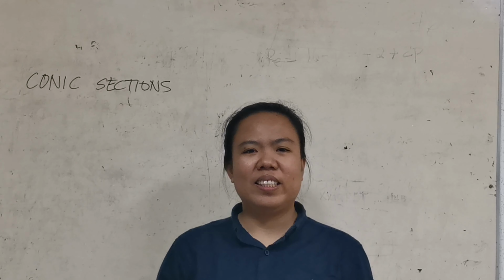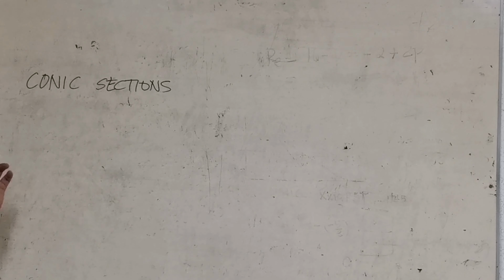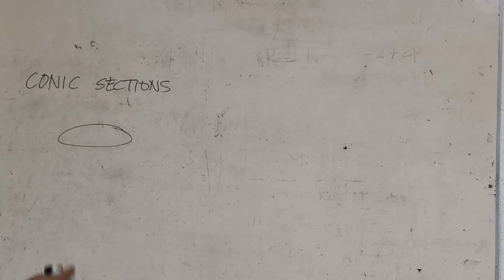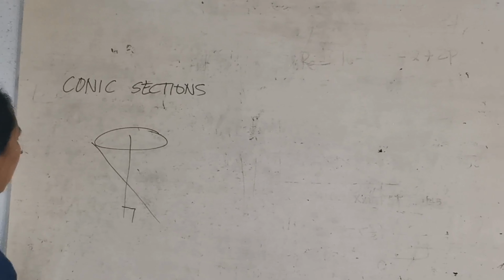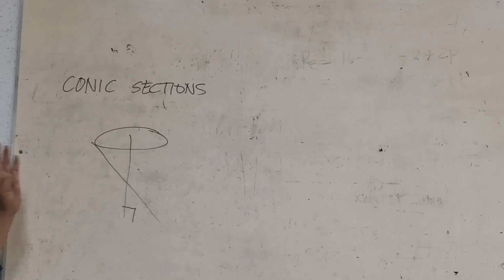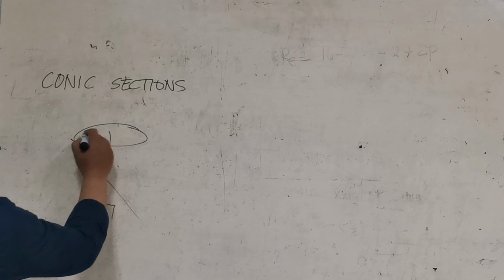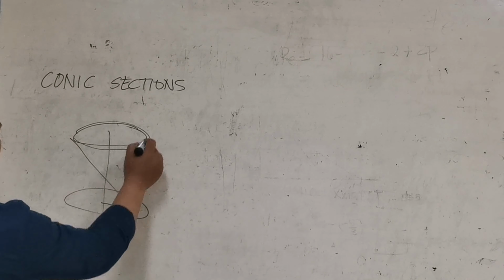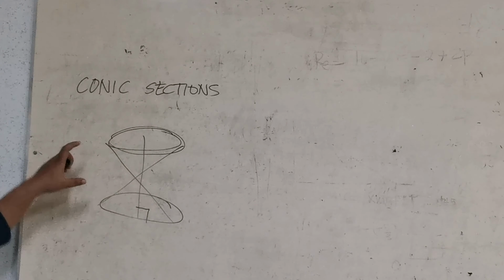Good morning. Today we will tackle the conic sections. So conic sections are curves formed from a double right circular cone. Imagine that you have two intersecting lines. One is perpendicular and the other one is at an angle less than 90 degrees. And then think that you will rotate it 360 degrees. Then you will now form two right circular cones.